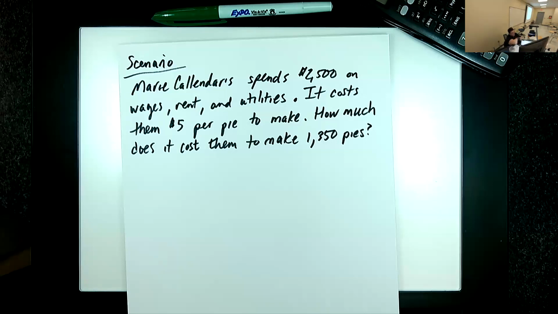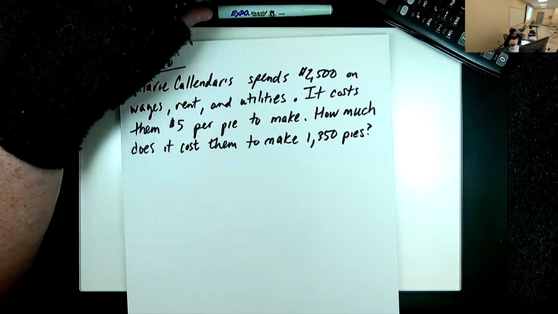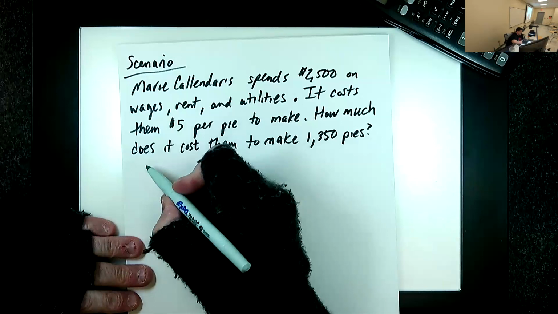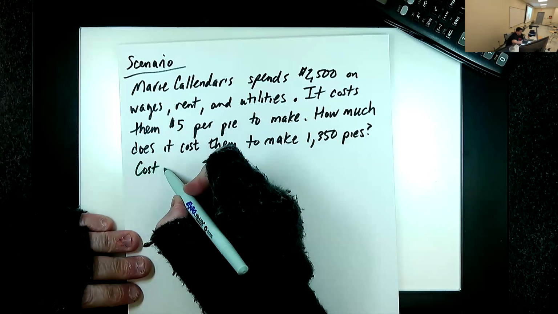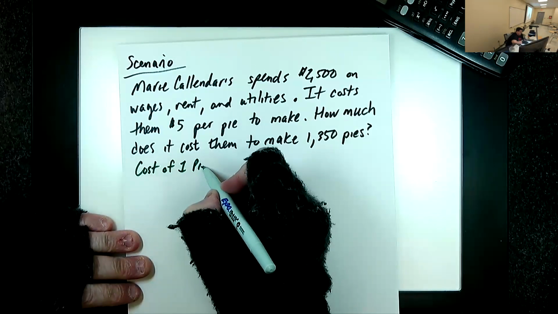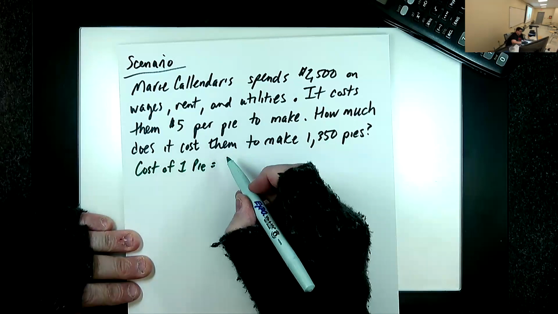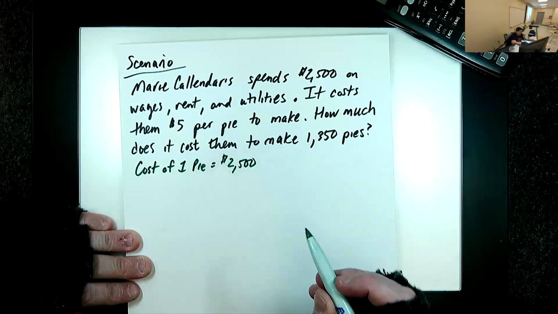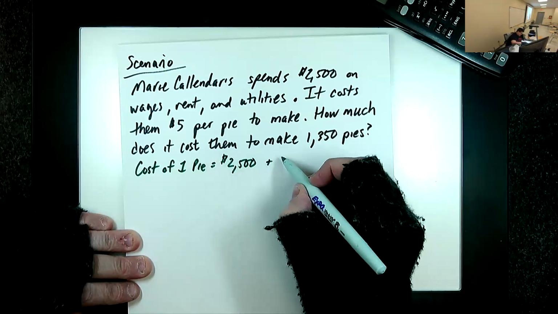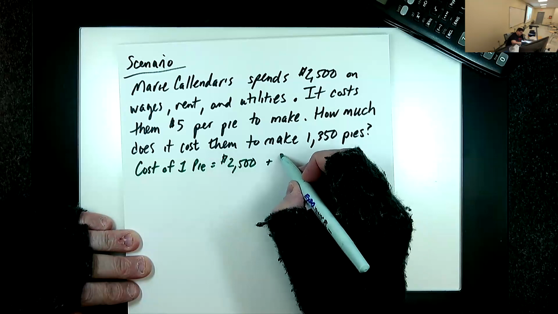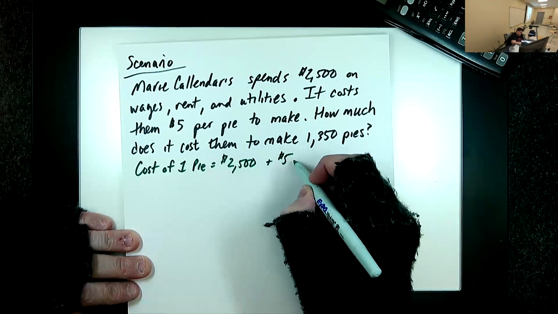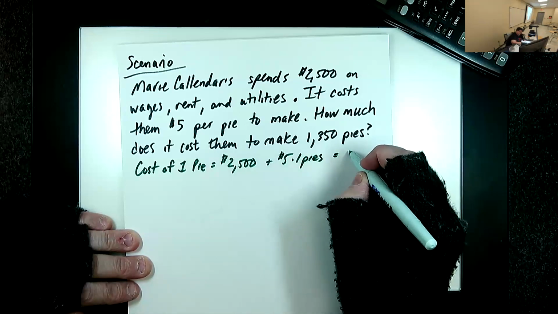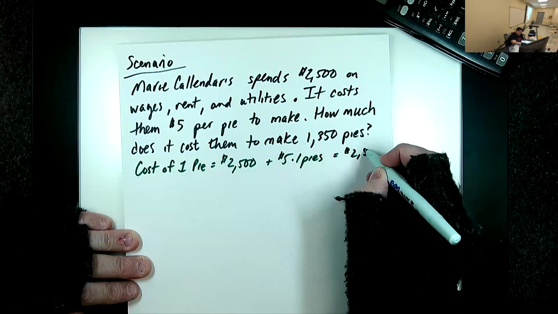You might be able to jump to the answer here, figuring it out. It's worth taking the time to see how we can write this as an equation and go for it. So if you're not sure, let's just do one at a time. Cost of one pie. Well, they got to pay that $2,500 whether they make a pie or not. And then they pay $5 for one pie, so times one pie. And that would add up to 2,505.